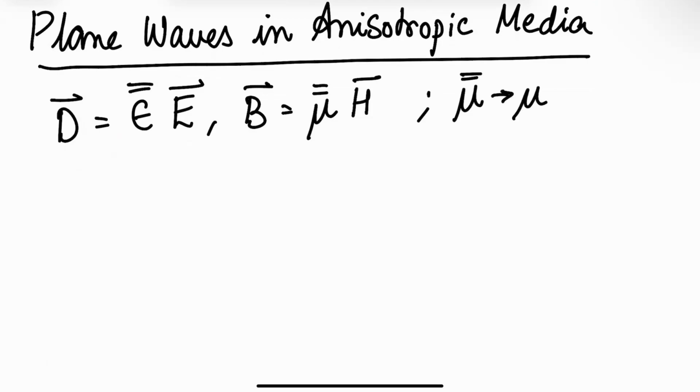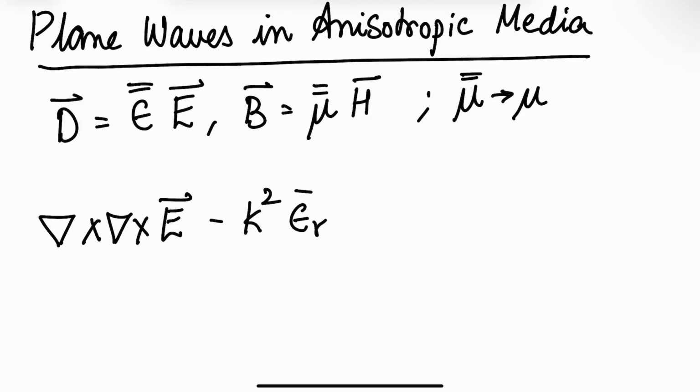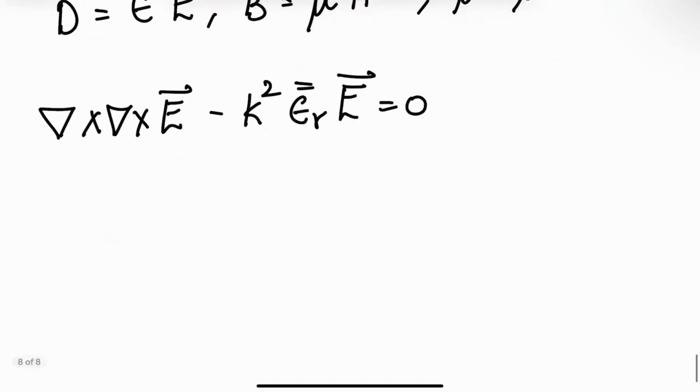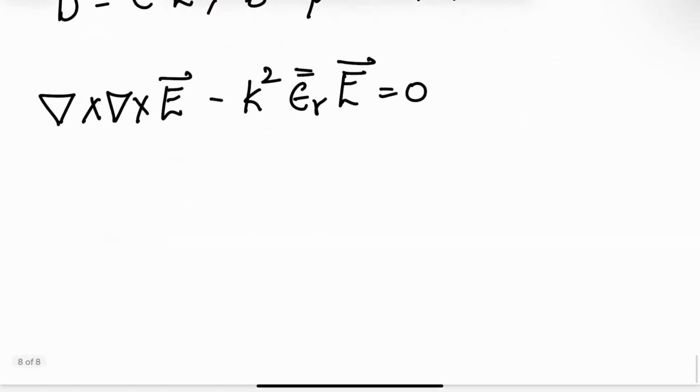Okay, so we go back to our wave equation: curl curl E minus k squared epsilon r tensor E equal to 0. And now divergence of E is not 0, right? Only divergence of D is 0, but divergence of E may not be 0. So you can't simplify this to just vector Laplacian. So we have to deal with this full thing.